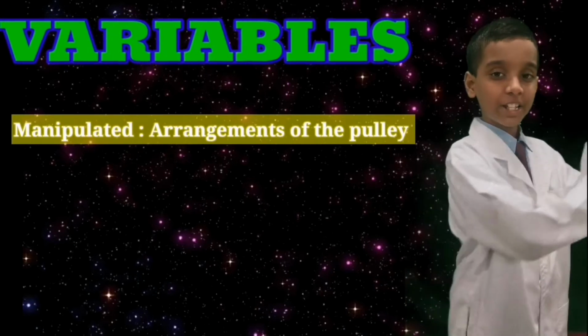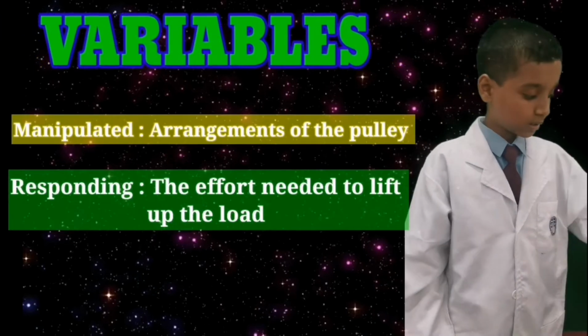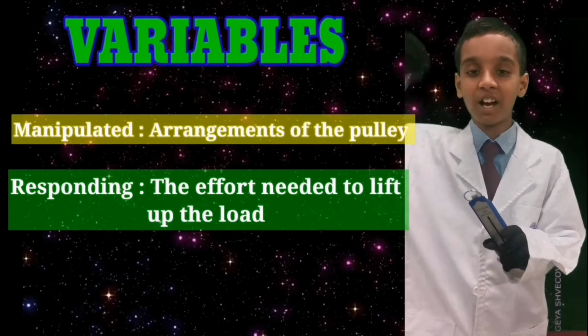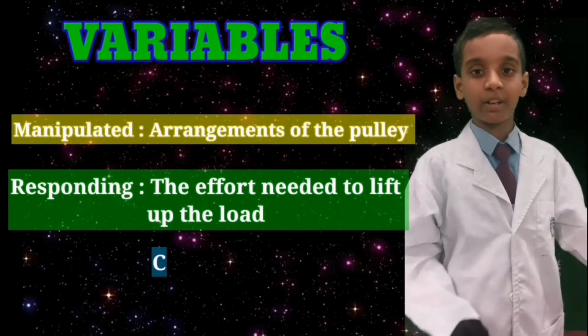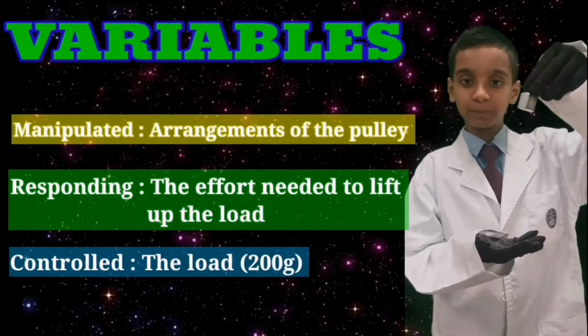The variables for this experiment are: Number 1. Manipulated variable, arrangement of pulley. Number 2. Responding variable, the effort needed to lift up the load. Number 3. Control variable, the load, 200 gram.